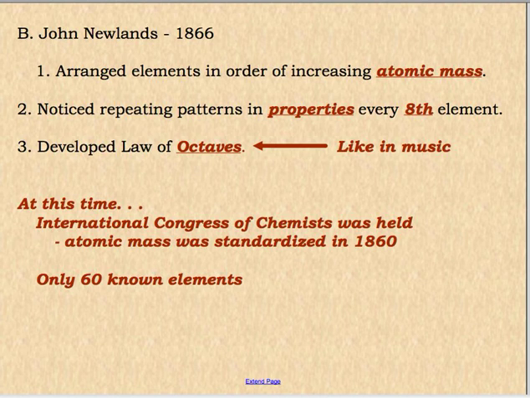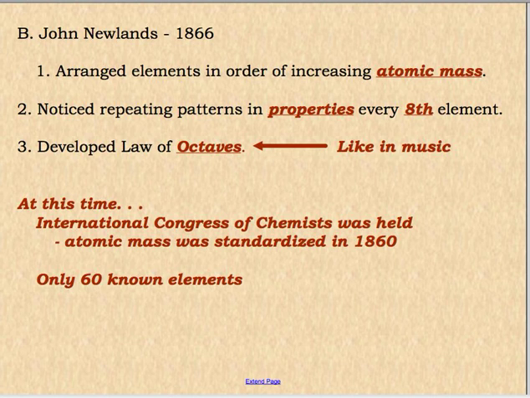There was a guy named John Newlands who, in 1866, so about 30 years later, noticed that, again, there was a pattern, and he saw that about every 8 elements, typically things repeated, and these elements acted similarly, not the same, but similarly, and he called it the law of octaves because of the 8 things, like in music.